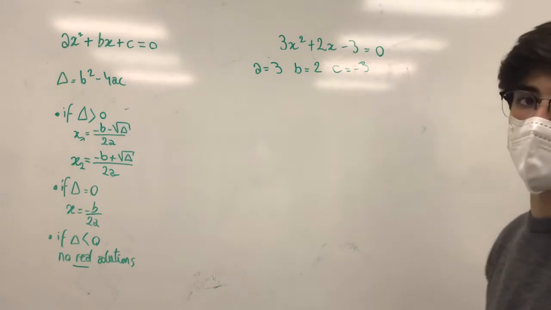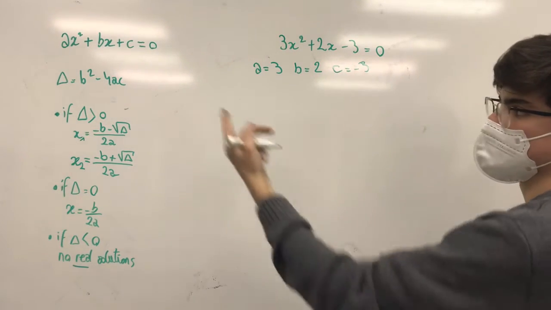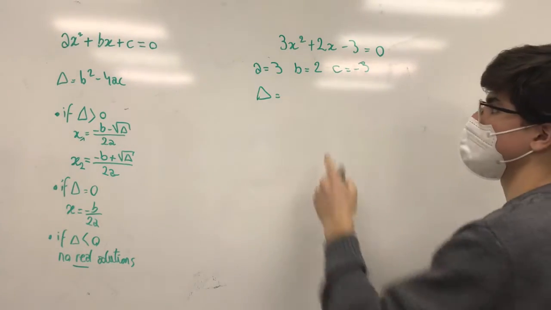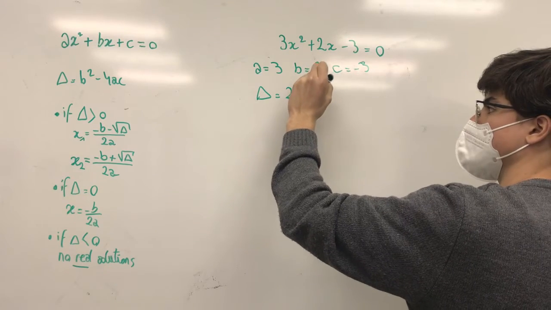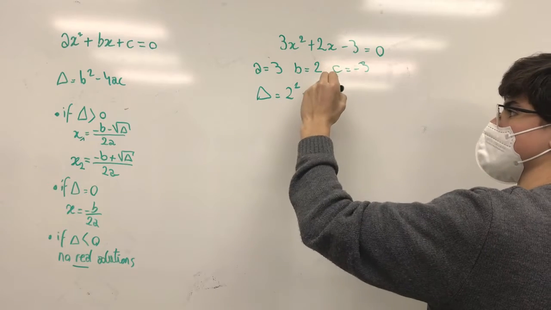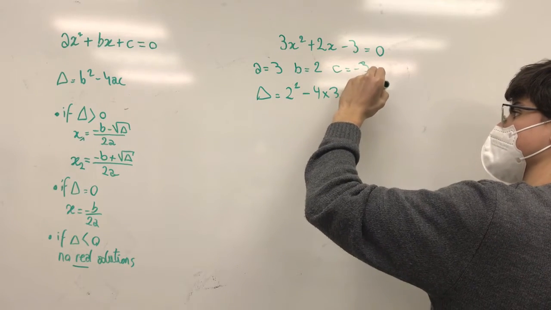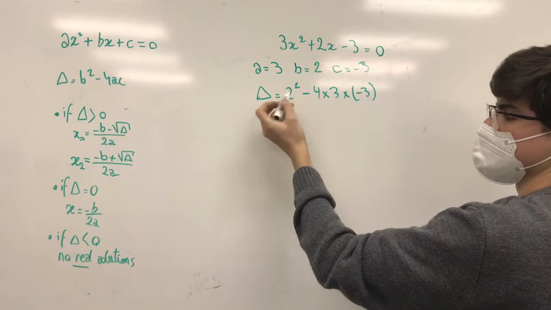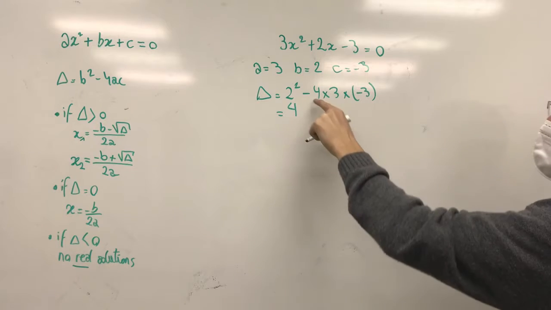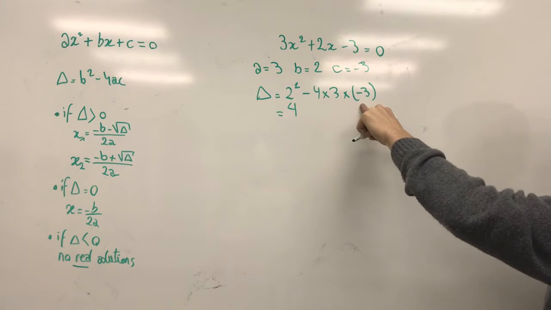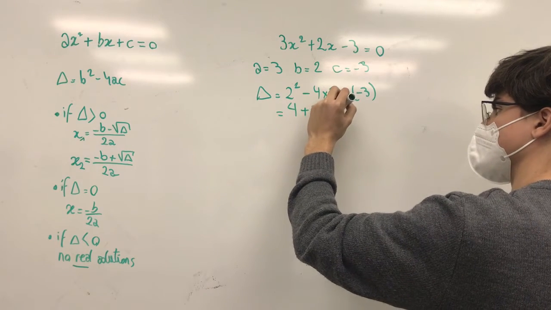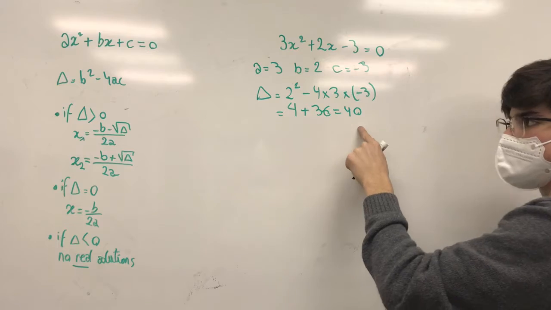Now, the next step is to calculate the discriminant. We're going to use the formula over there. So delta equals b squared, so 2 squared, minus 4 times a times c, so 4 times 3 times minus 3. So 2 squared is 4, minus 4 times 3 is minus 12, minus 12 times minus 3 is 36. So we get 4 plus 36, which equals 40.